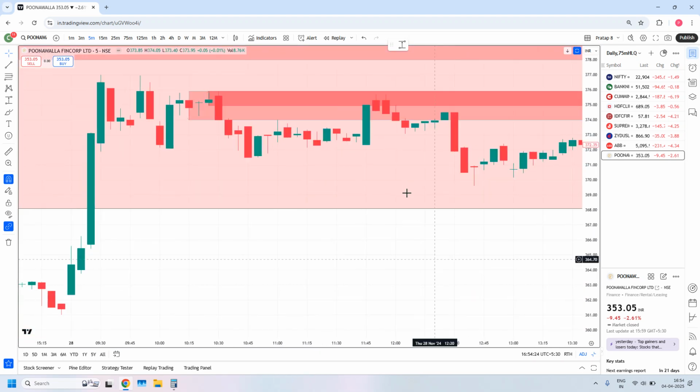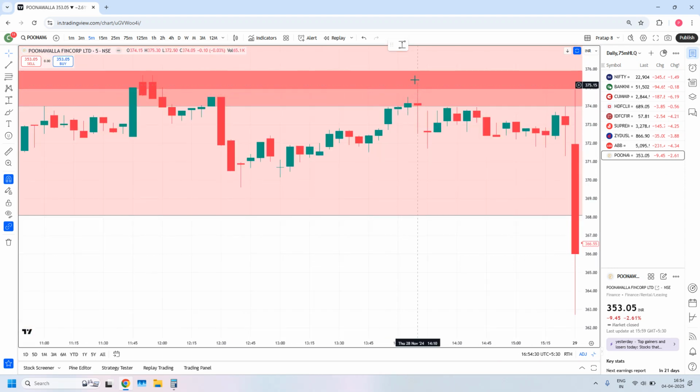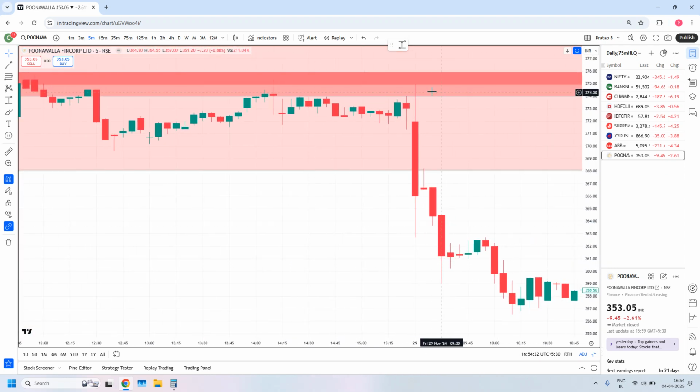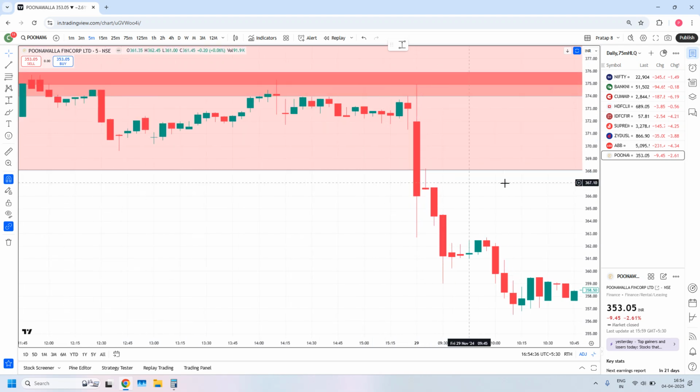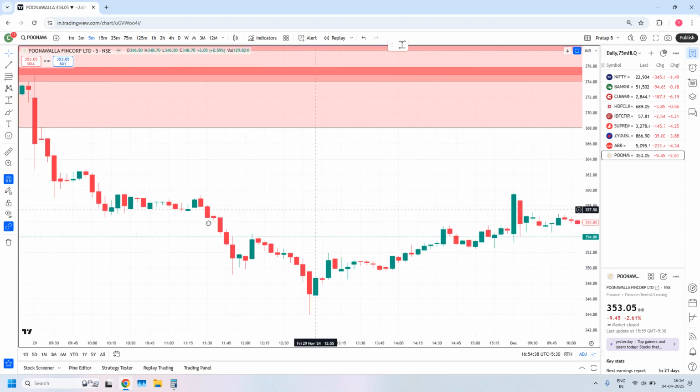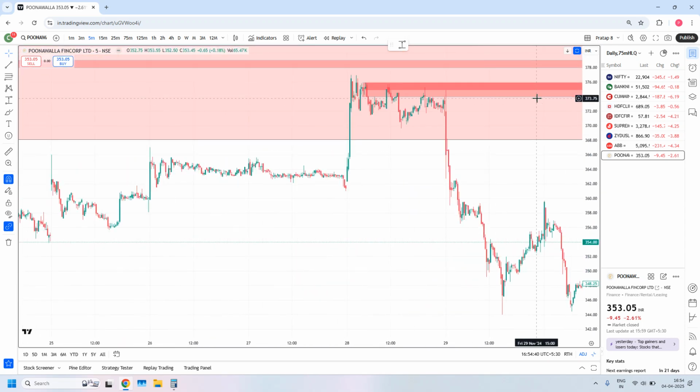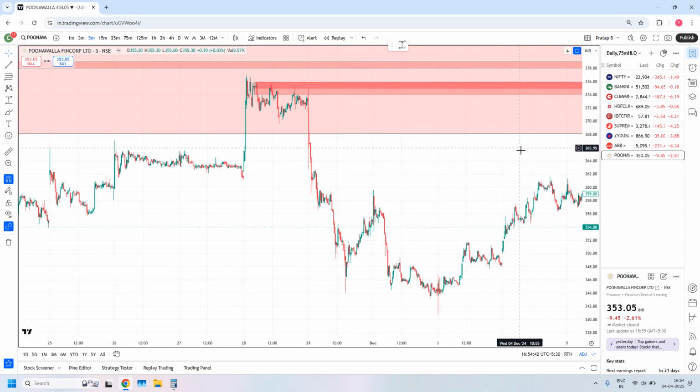Yeah. See, this zone is tested multiple times. This is the first time, again second time, again third time. Maybe this is a high liquidity zone tested several times. So that is the reason why we want to plan one more trade in this until it is violated.